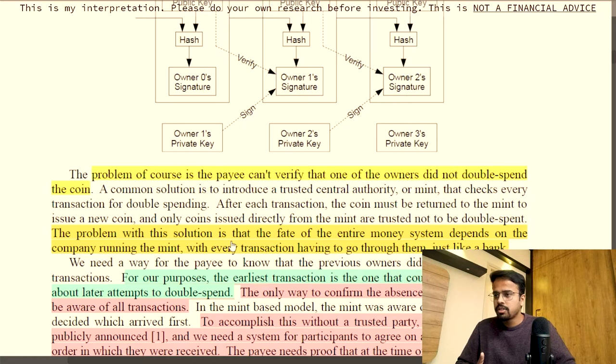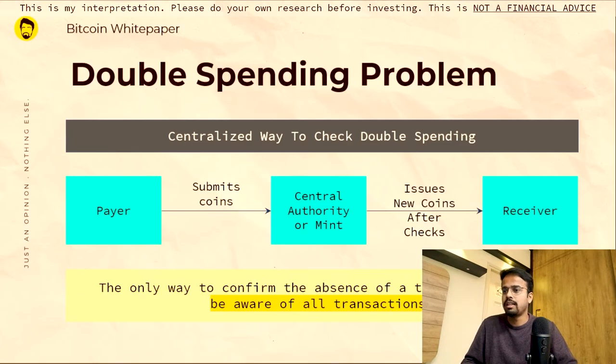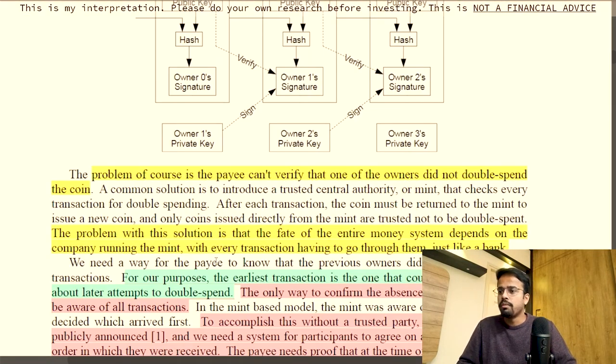The problem with this solution is that the fate of the entire monetary system depends on the company running the mint, or that central authority, with every transaction having to go through them just like a bank. Even though in this case we have digital signatures, and owners themselves are signing the documents, still the bank has the complete authority and knowledge of all the transactions, and they have a lot of power in this case. So we cannot say this is decentralized.